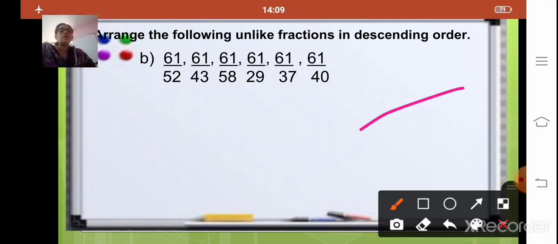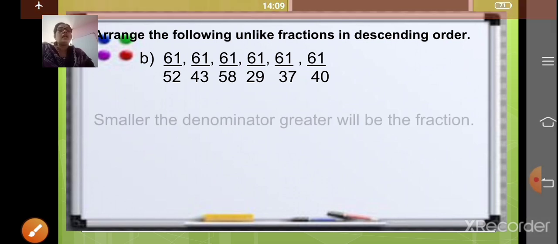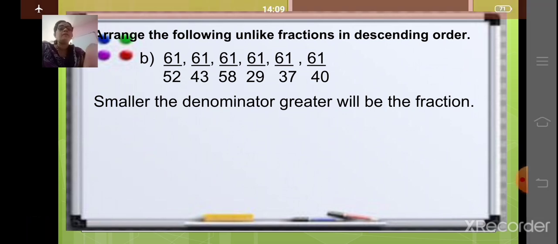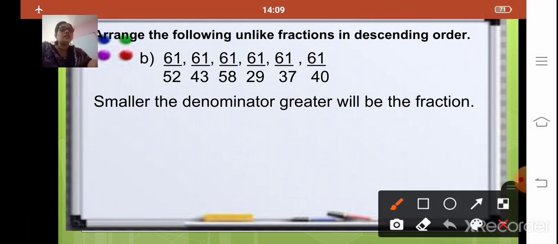So in that case, what you have to keep in mind is, smaller the denominator, greater will be the fraction, and larger the denominator, smaller will be the fraction. So here we have to arrange it in descending order. So you'll write the bigger fraction first. So when we are comparing the denominators, smaller the denominator, greater the fraction. Now which is the smaller denominator here? Your smaller denominator is 29.